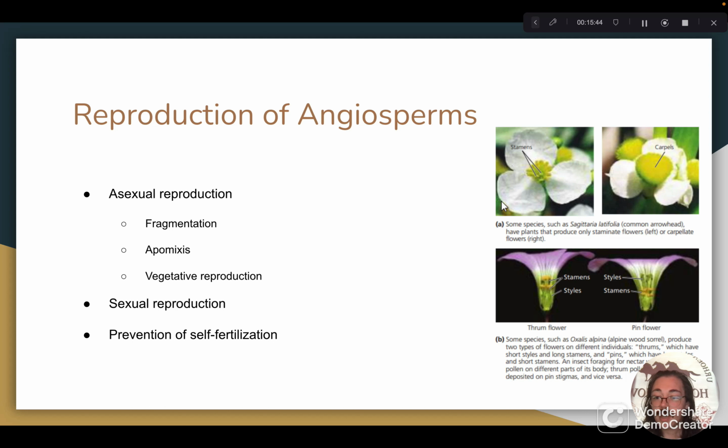This species, known as Oxalis alpina, produces two types of flowers on different individuals, which have short styles and long stamens, or long styles and short stamens. An insect foraging for nectar would collect pollen on different parts of its body. Thrum pollen would be deposited on pin stigmas and vice versa.